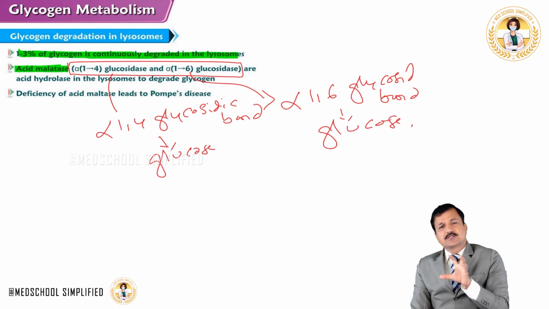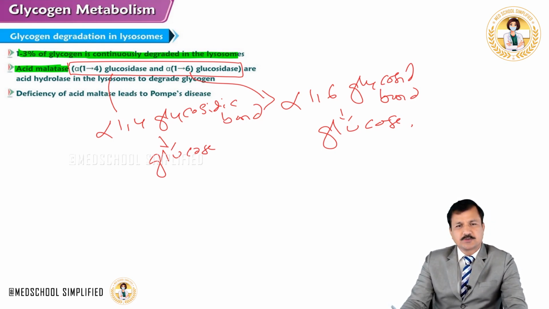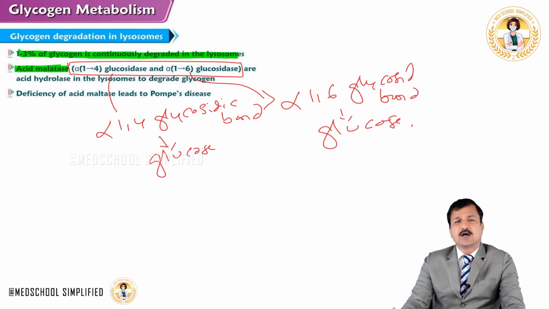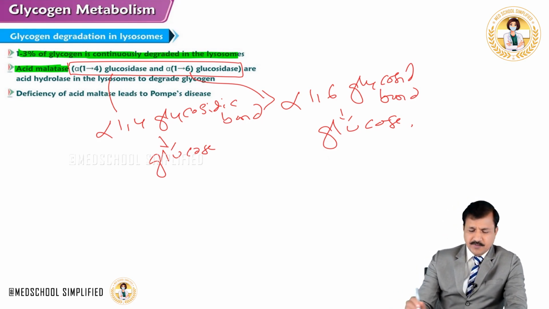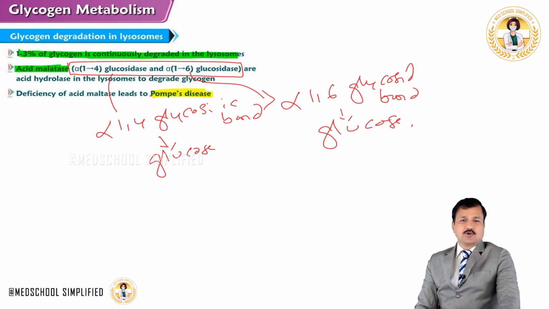So they directly release glucose from glycogen, as opposed to glycogen degradation in the cytoplasm catalyzed by glycogen phosphorylase, which breaks glycogen and releases glucose-1-phosphate, not glucose. So here in the lysosomal glycogen degradation, glucose is released, not glucose-1-phosphate. Deficiency of the acid maltase enzyme will give rise to a disease called Pompe disease. Pompe's disease is a glycogen storage disorder in the lysosome.